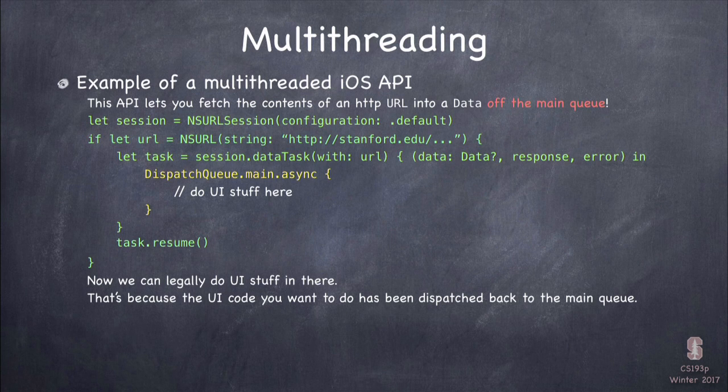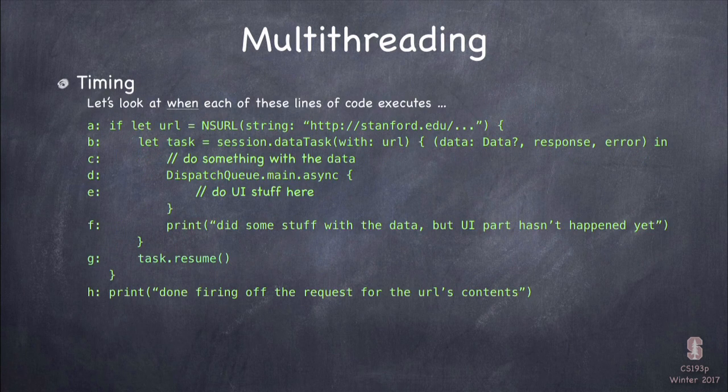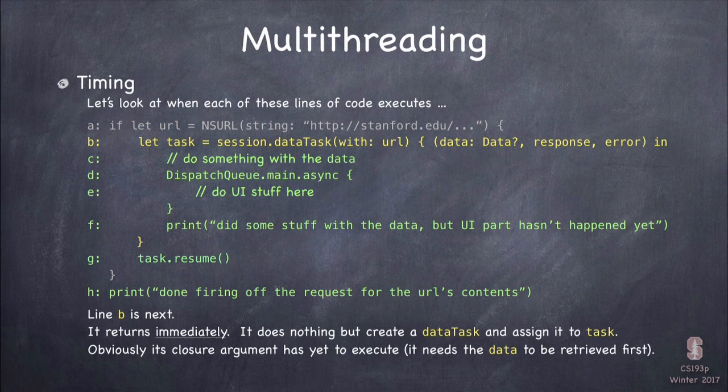All right, so let's go through. I want to show you the timing of each of the steps of this code right here so you can see what's happening when, because multithreading is really a lot about when. And it's the when that can confuse people when you're doing multithreading. So obviously the first line of code is that let URL, get the URL, so now I have the URL. Next, we're going to create this data task. This line of code, line B, returns immediately, because all it does is create that data task. It doesn't actually do anything.